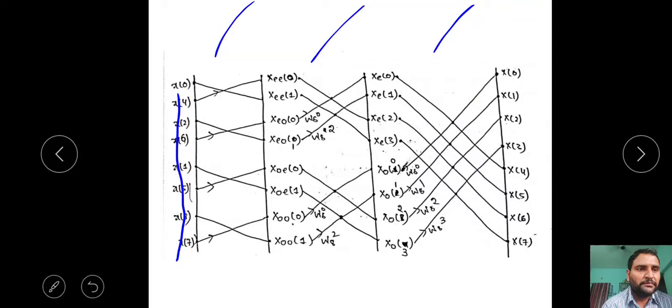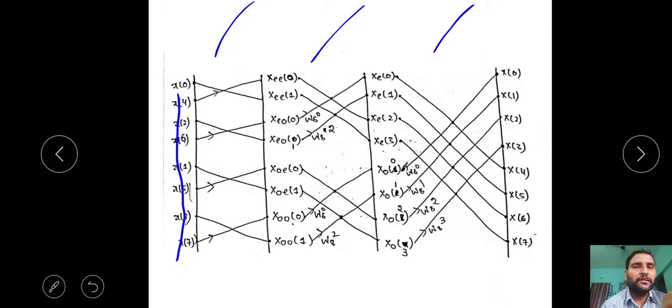In each stage, we have n by 2 butterflies. This is a combination of butterflies across all stages. You have seen the butterfly diagram. In each stage we have n by 2 butterflies. That means with n equal to 8, in each stage we have 4 butterflies. Okay. First we have to connect the butterflies like this.